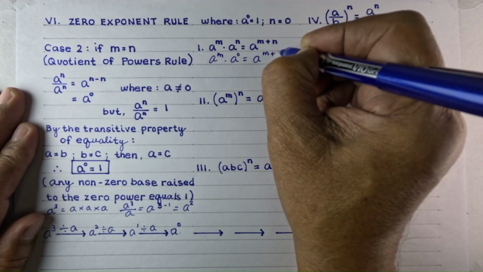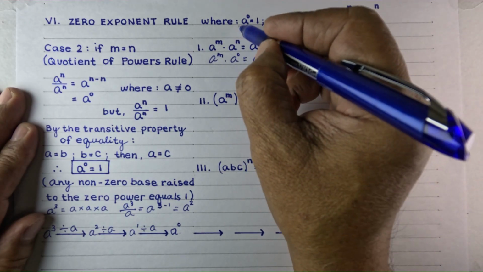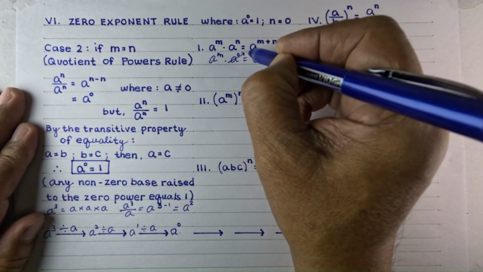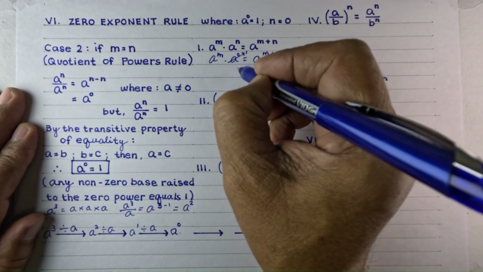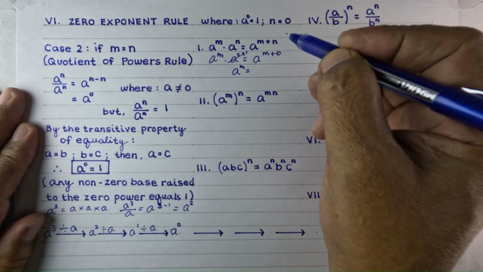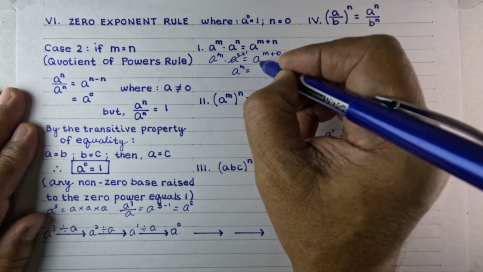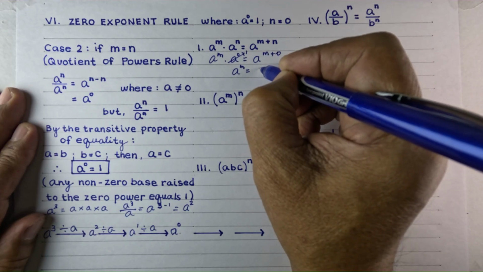plus 0. But a to the 0 equals 1. So that's now equal to a to the m, equals m plus 0 is m. So it's simply equal to a to the m.